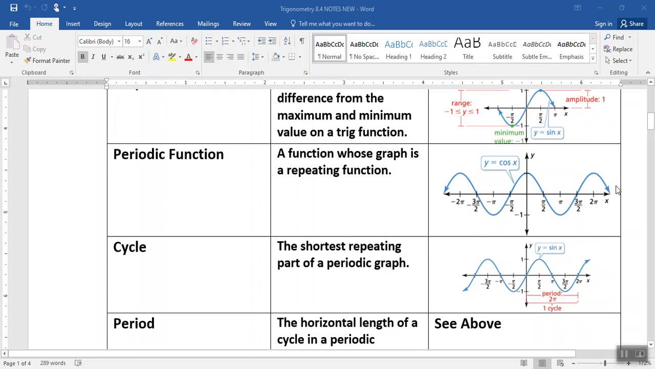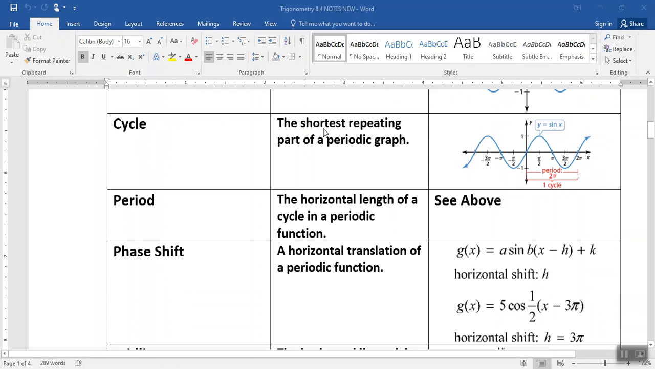Now, you're going to see things termed this way as well. What this is called is a cycle. A cycle is the shortest repeating part of a periodic graph. So we kind of talk about this right here. Let's look at this. They've got period marked right here. It starts right here at the 0, comes all the way up, wraps all the way down to its minimum point, and gets back to 0.